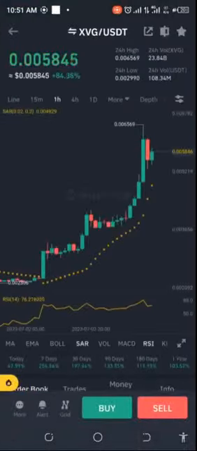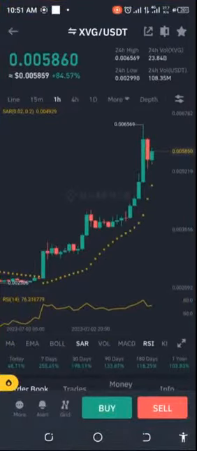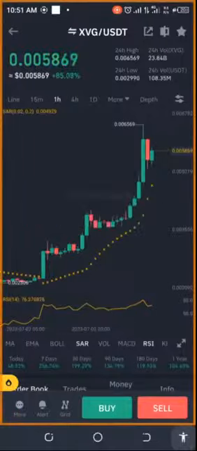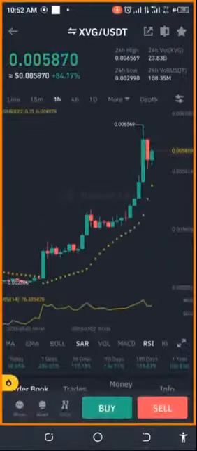Now you can see what happened. This executed a couple of hours ago while I was sleeping. Like I tell you, I love it when I make money while I'm sleeping. That's the beauty of trading. Just set it and leave it and go to sleep. All right, so here it is. You can see that it actually ran all the way to 0.0065. Oh my gosh, there was a bull run.